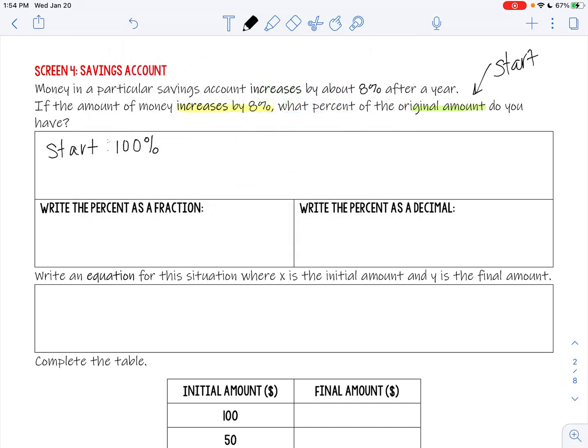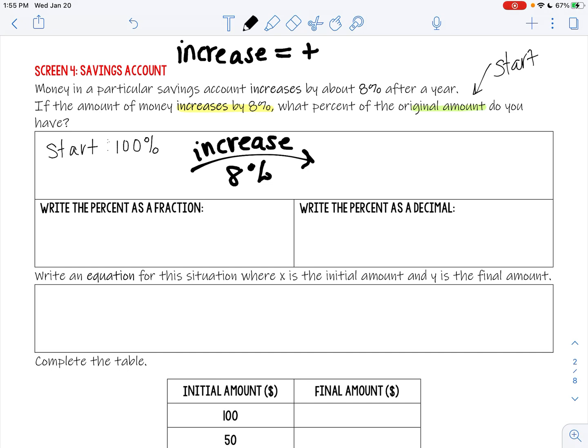Let's make this a little bit thicker. And we're noticing an increase of 8%. So it increases by 8%. Okay? We should know that increase always means to add. Okay? We're going to get bigger. And a decrease means we're taking away, so we're subtracting. It's going to get smaller, okay? So when it's an increase, we add. When it's a decrease, we're subtracting.